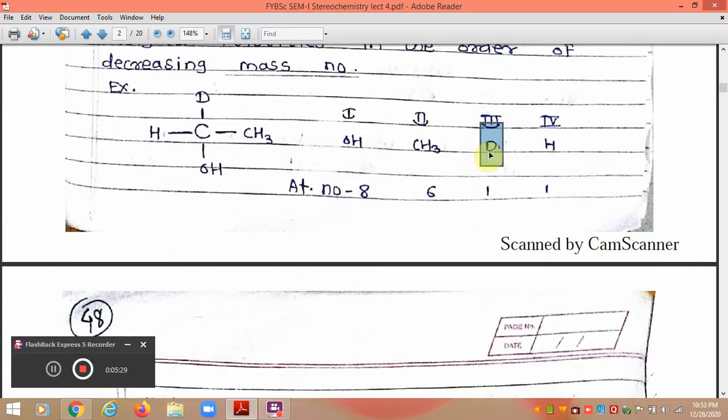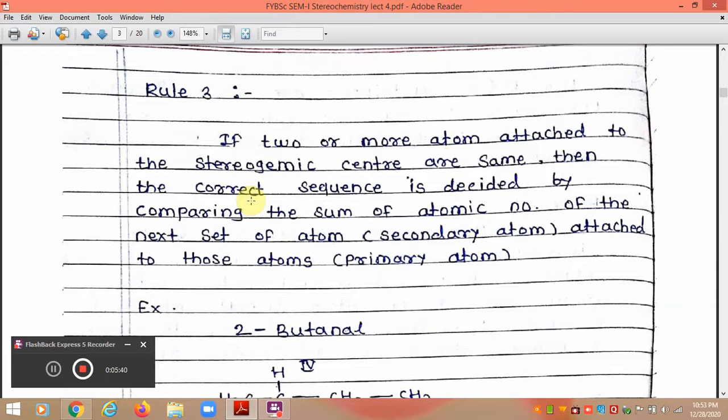That's why the highest priority is given to hydrogen, and in between hydrogen, priority is given to deuterium, in between deuterium and hydrogen. Rule number 3 says that if two or more atoms attached to the stereogenic center are the same, then the correct sequence is decided by comparing the sum of atomic numbers of the next set of atoms, which we call the secondary atoms, attached to those atoms.